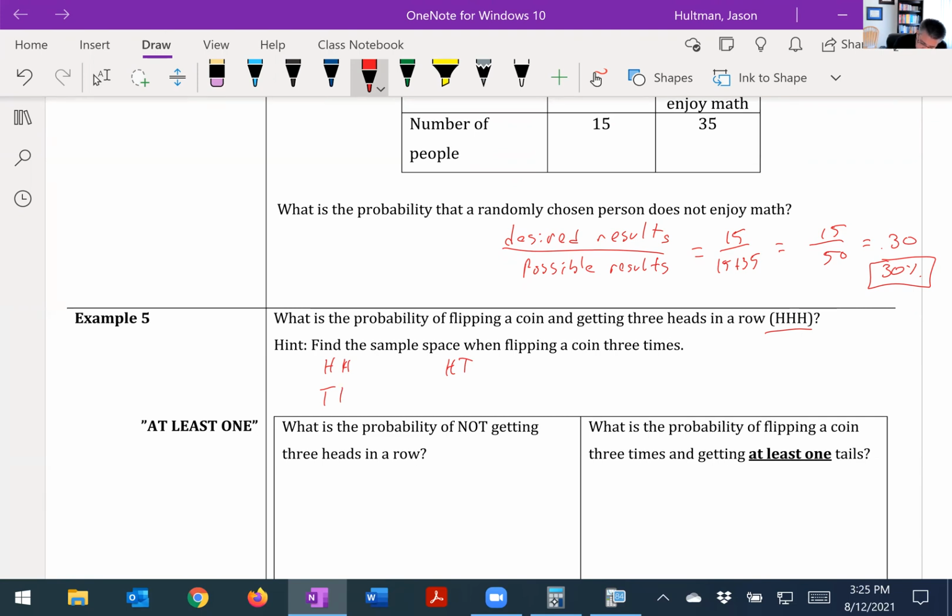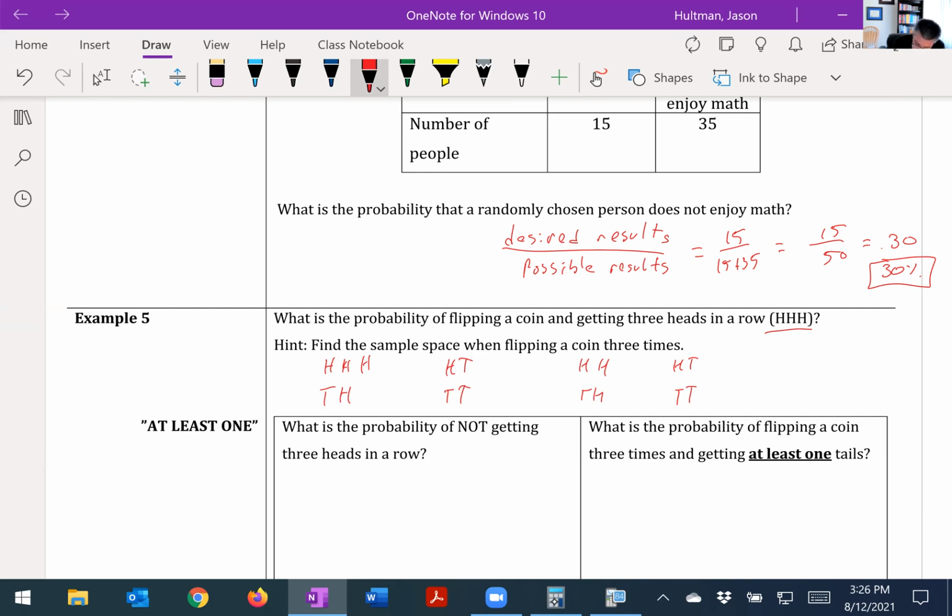Or I could get tails, heads, and tails, tails. Okay, what about the third flip? Well, I kind of have to double these guys that I got, and I'm going to have to go heads, heads, tails, heads, heads, tails, heads, tails, and tails, tails. Okay, so now I'm going to add my third flip. I could get heads, heads, heads.